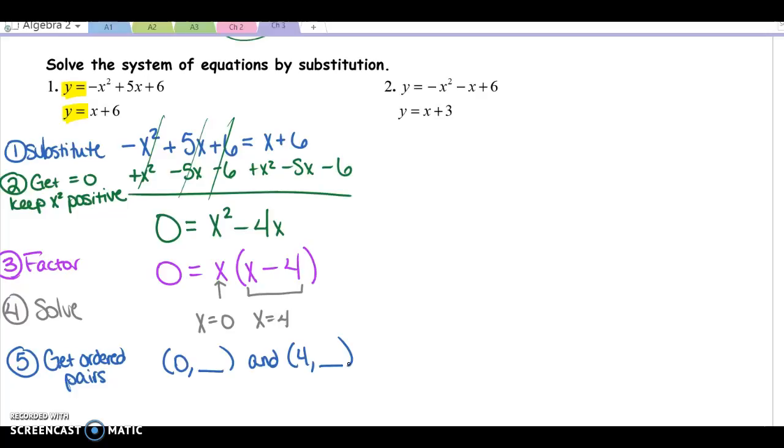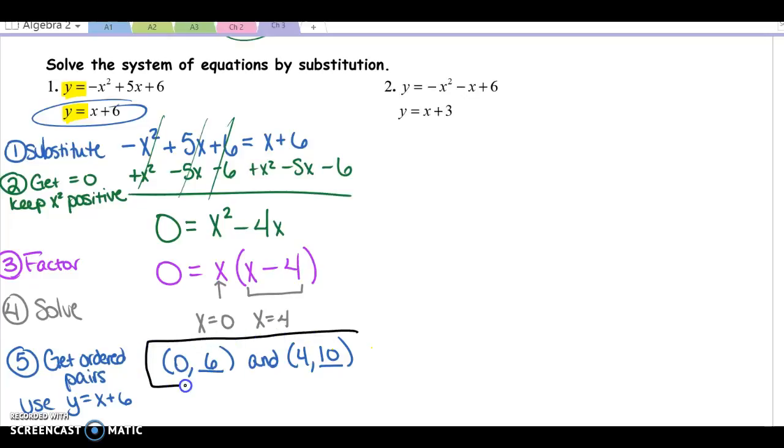So, which equation looks easier to deal with? The bottom one, y equals x plus 6. So, you could use either one. I'm going to use y equals x plus 6 because that one looks like the easier equation to use. So, plug in 0. 0 plus 6 is 6. 4 plus 6 is 10. So, our solutions, the points where these two things meet on the coordinate plane are 0, 6, and 4, 10.